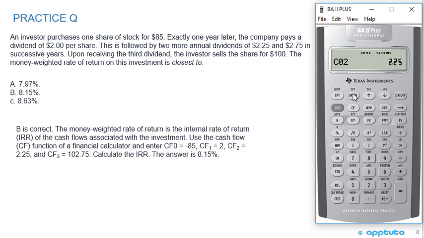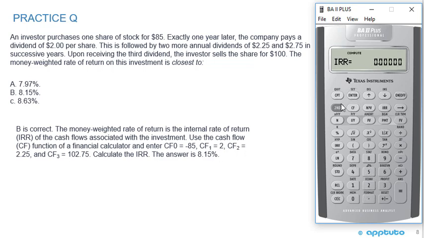And we're going to hit enter. And then there's a third dividend, $275, but we're also going to sell the shares for $100. So our last cash flow is the $100 plus the $275 dividend. So arrow down through the frequency on the second cash flow. C3 is going to be 102.75. We're going to hit enter.